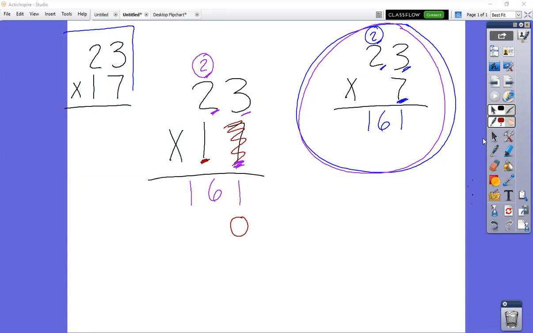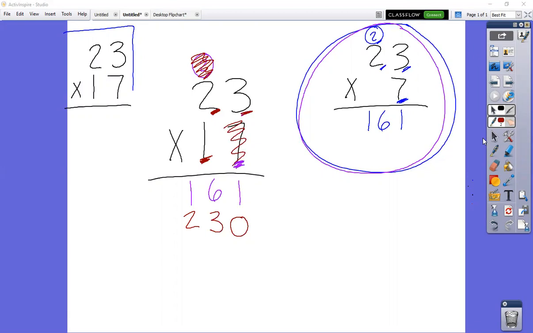We're going to do 1 times what's in the ones place. 1 times 3 is 3. Okay, and now we're going to do 1 times 2, which is 2, and then we're done. And we can get rid of that when we get rid of the 7 because that went with that one, right? So now we have these two numbers, 161 and 230.